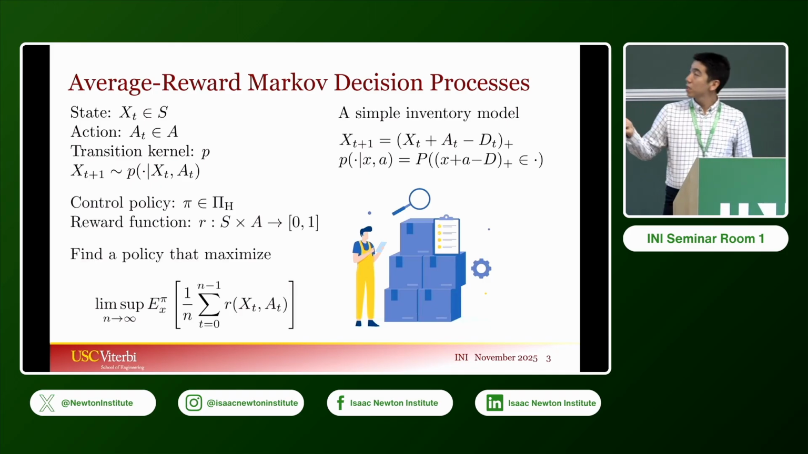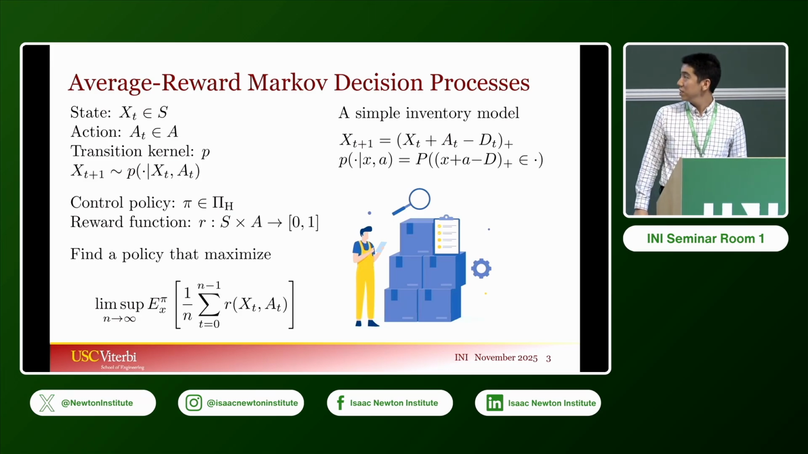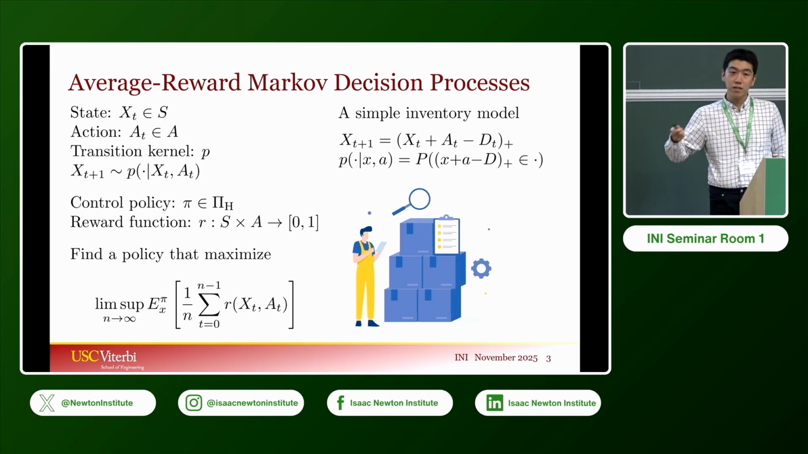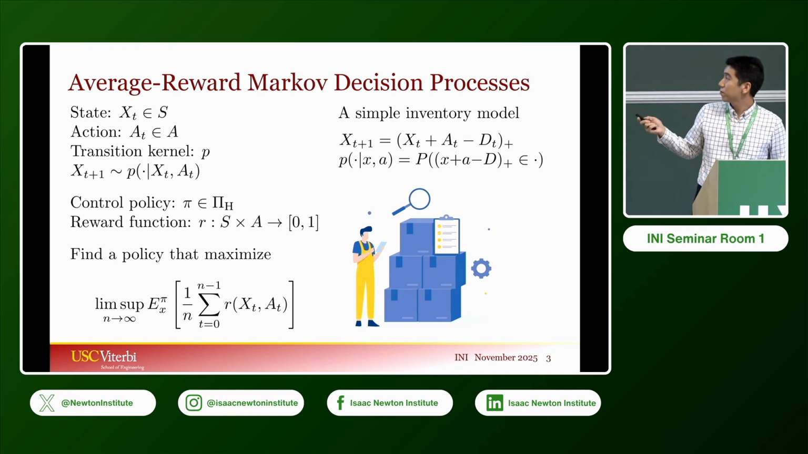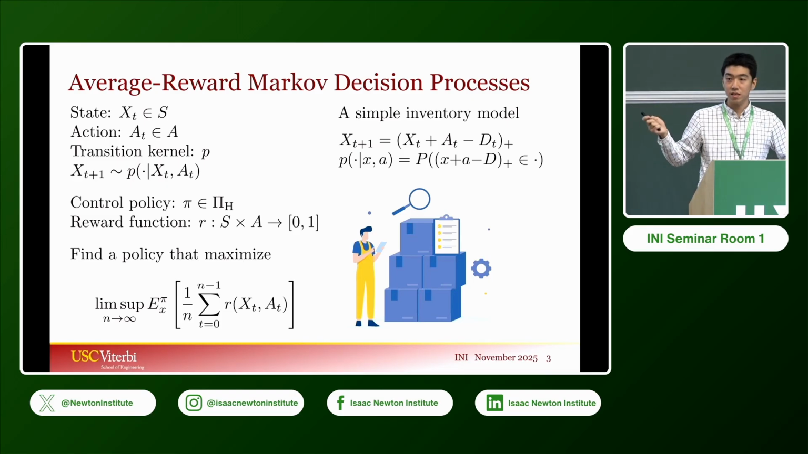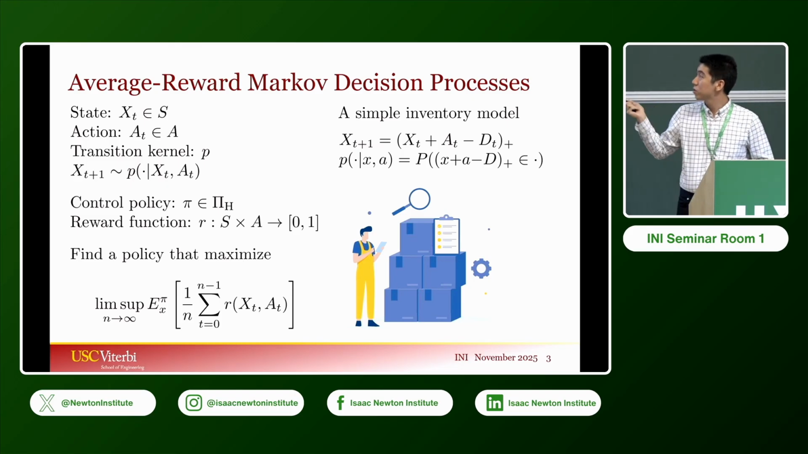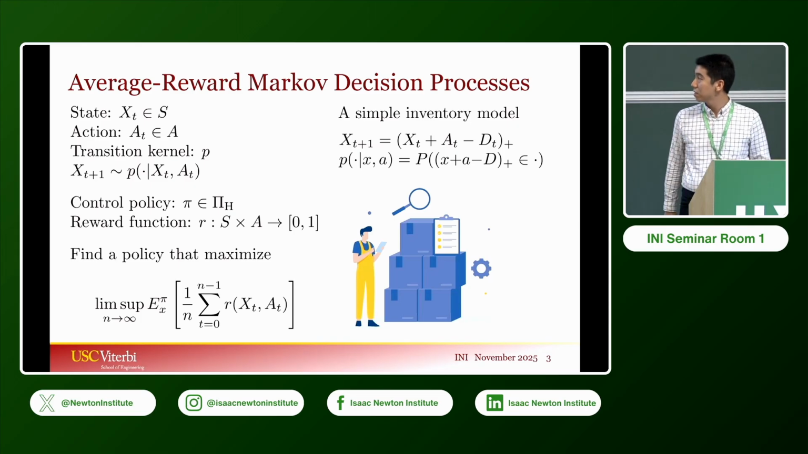So in this talk, I'm going to consider the general randomized history-dependent control policy. And since we're in the finite state and action space setting, the reward function is a mapping from state and action, and it's without loss of generality to assume that it maps the state and action space to some subset of 0 and 1.